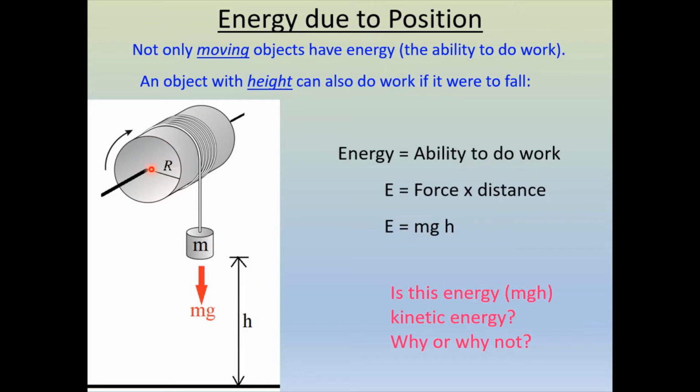So what's happening here is this hanging mass has the ability to do work, because think about what's happening here. This cylinder is given rotational kinetic energy. And remember, energy is the ability to do work. So energy here, if we think of it as force times distance, how much force can this hanging mass exert?